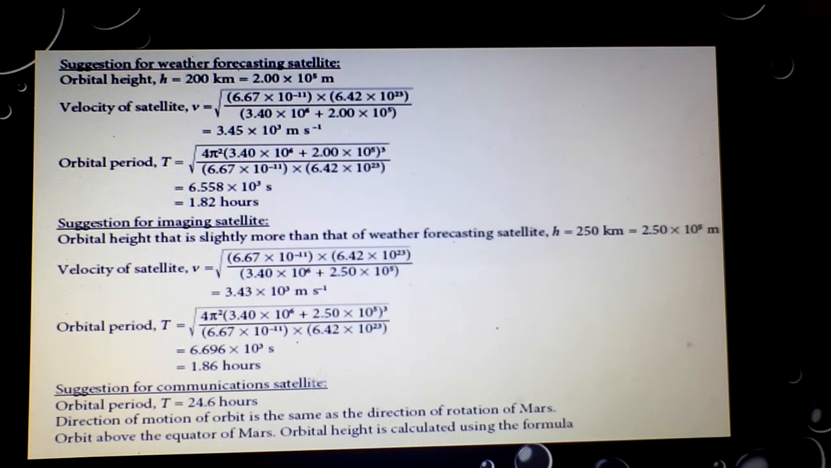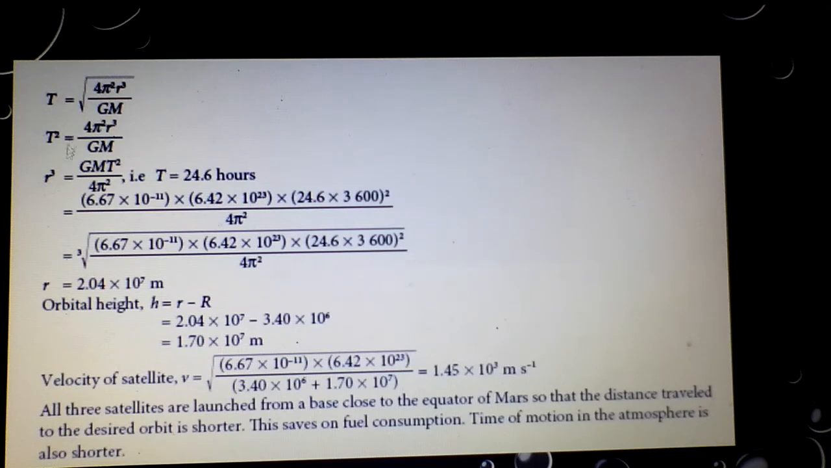Suggestion for the communication satellite: orbital period equivalent to 24.6 hours, about the same as the orbital period of Earth. Direction of motion of the satellite is the same as the direction of rotation of Mars. Orbit above the equator of Mars. Orbital height is calculated using the formula here. So we calculate, and we get R equivalent to 2.04 times 10 power 7 meters. So for orbital height, we take h equivalent to the total distance center to center minus the radius of Mars. Then we get the height of the satellite from Mars.